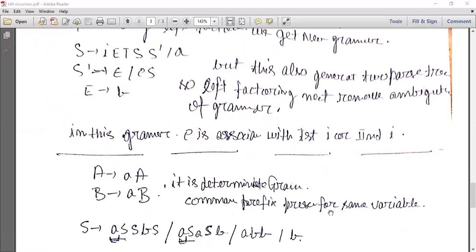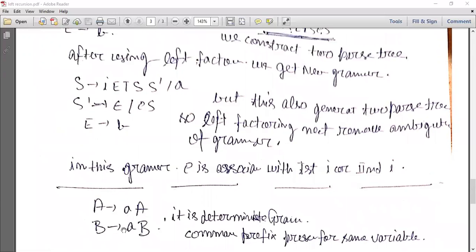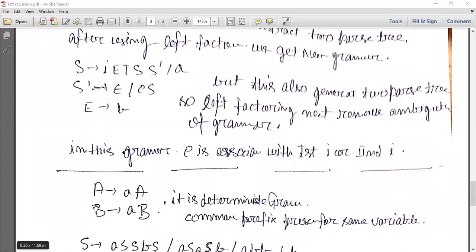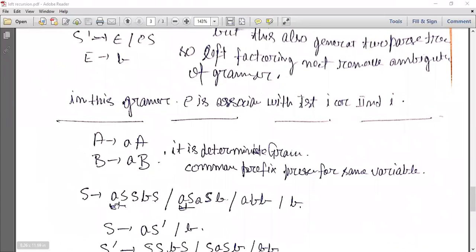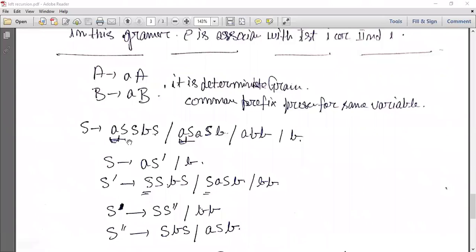Common prefix used for the same variable. In the deterministic case, common prefixes are used for different variables. If A is used for some other A, then that grammar is non-deterministic grammar. Otherwise, this grammar is deterministic grammar. In this part, A is used for SSB, A is used for SSB, so that grammar is non-deterministic, right? Now, take care for this example. S tends to ASSBS or ASSBS or ABB. This grammar is non-deterministic grammar.